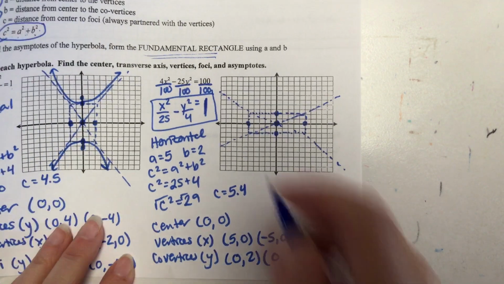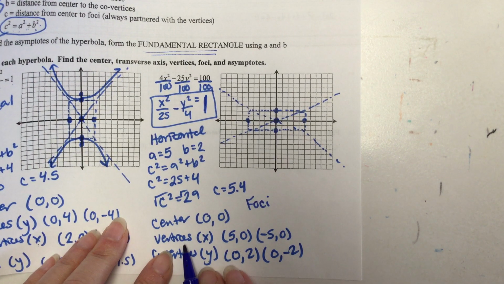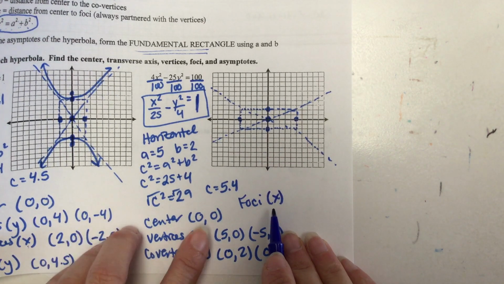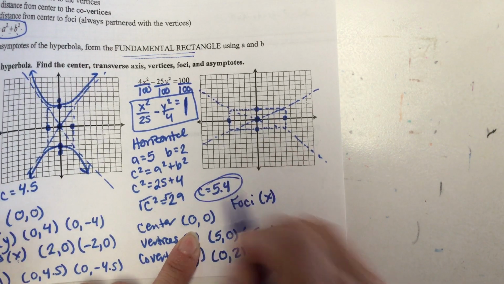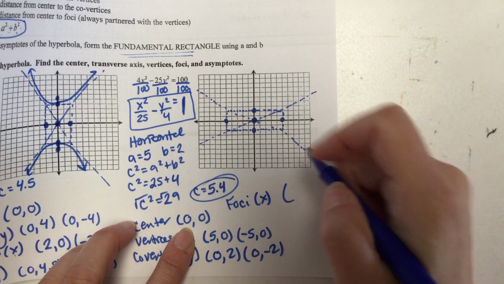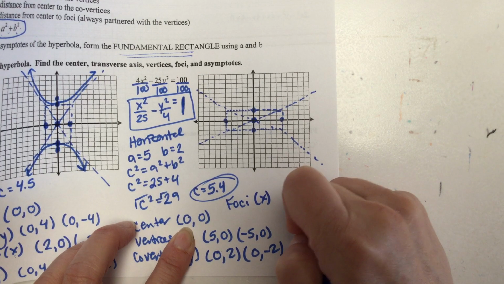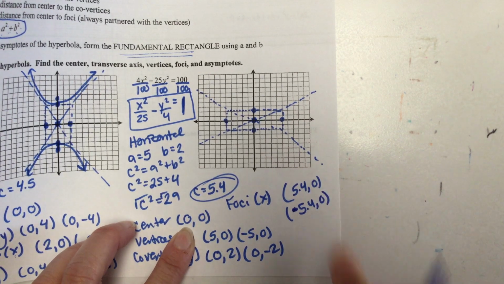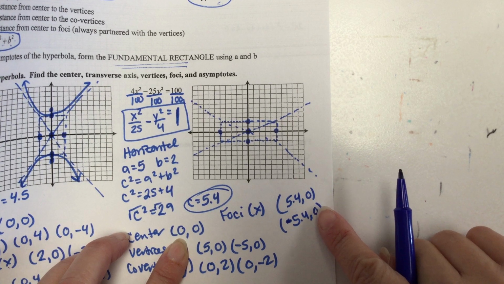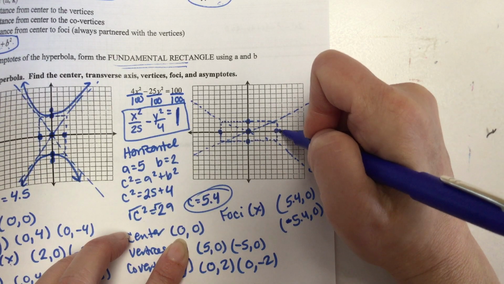Okay, now what I need to do though is I need to find those foci points. And the foci points have to go with the vertices. So if the vertices were x, your foci points have to go with the x. So I'm taking the center and I'm using the c value and I'm adding and subtracting it to x. So 0 plus 5.4 is 5.4. Keep the y the same. 0 minus 5.4 is negative 5.4. You keep the y the same. Now, when you graph these, they should be next to the vertices, but outside of the rectangle. So I go to the right, 5.4. Yep, it's on the outside.